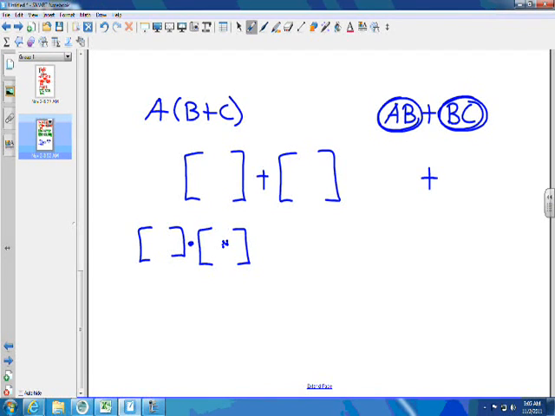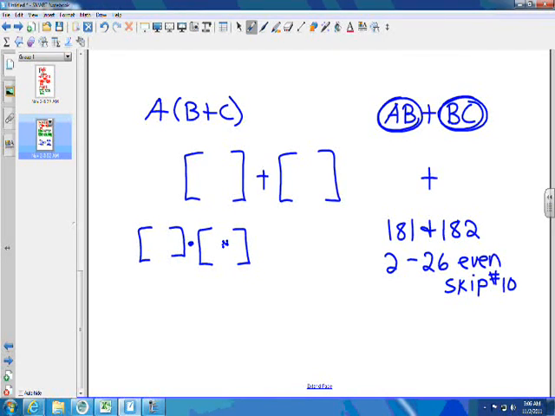Problems for this section. It's 181 and 182. Through 26 even. And you can skip number 10. Skip number 10 and then 32 and 34.